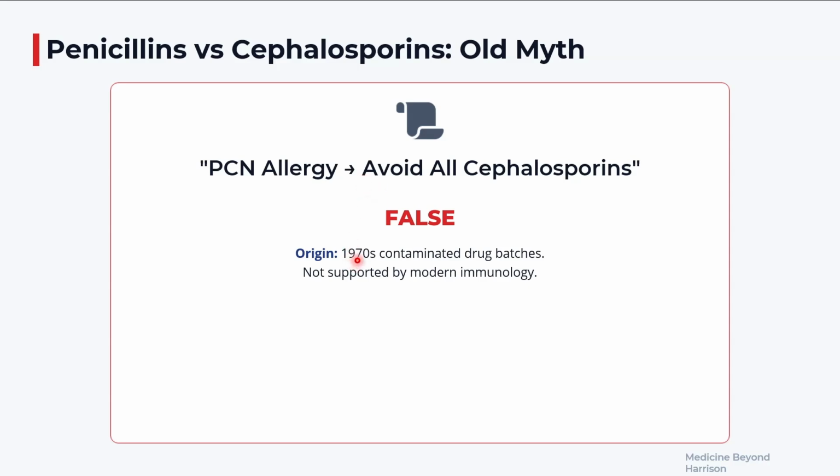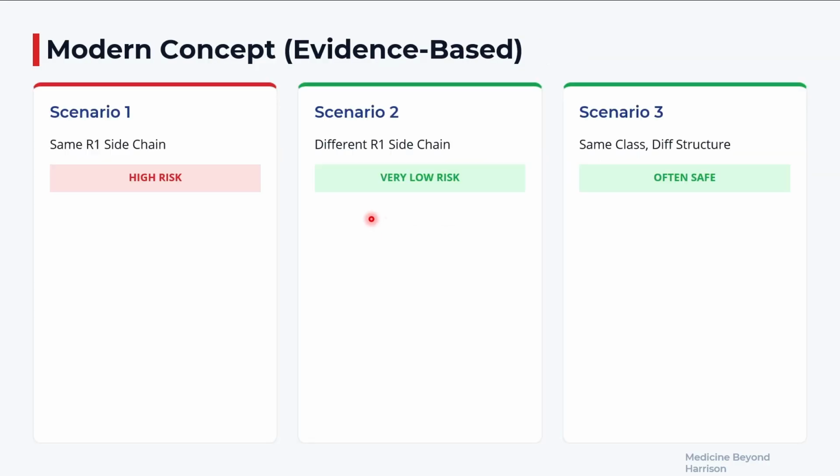It originated in the 1970s from contaminated drug batches. It's not supported by modern immunological societies. So in case of penicillin allergy, you can definitely go for a cephalosporin drug. The modern concept: if the same R1 side chain is present, there is a high risk of cross-reactivity and allergic reaction. When there is a different R1 side chain, there is very low risk. Same class but different structure is often also safe.